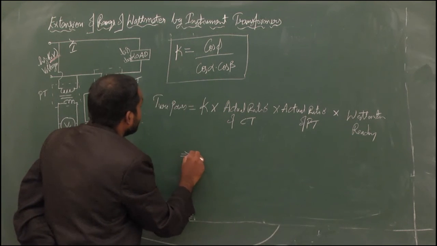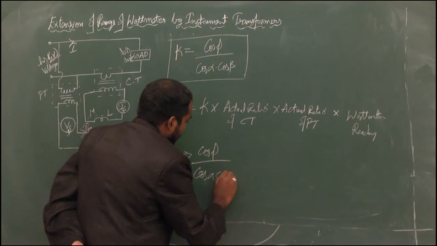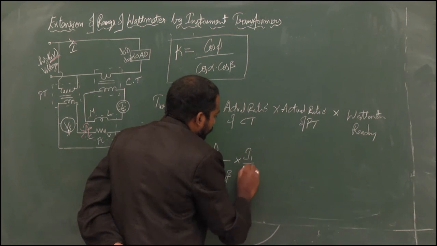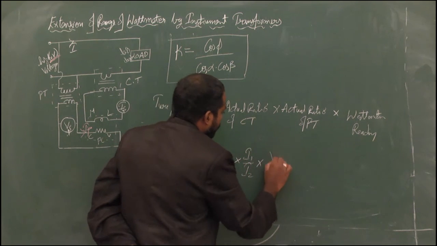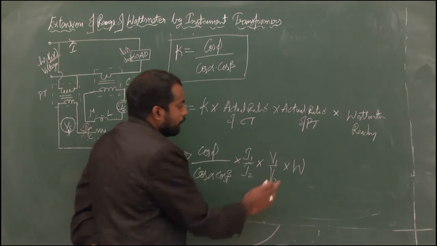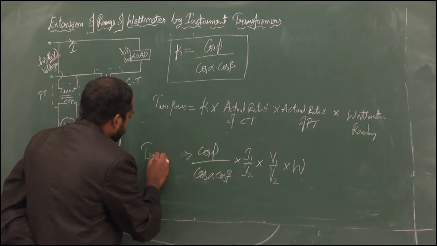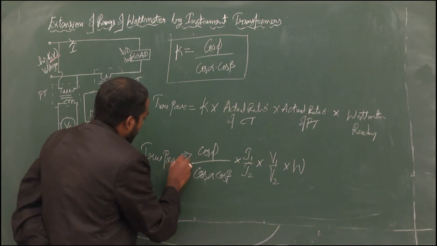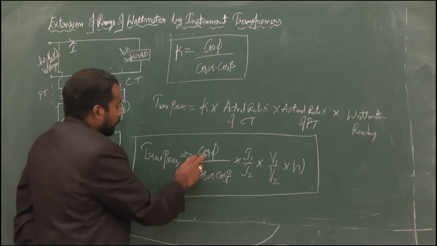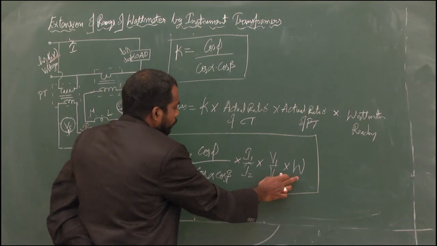So this can be simplified as cos phi by cos alpha cos beta into the actual ratio of the current transformer, which is I1 by I2, into the actual ratio of the potential transformer, V1 by V2, into the actual reading of the wattmeter, which is the total power measured by the wattmeter, W. So true power is given by the formula cos phi by cos alpha cos beta into I1 by I2 into V1 by V2 into W.